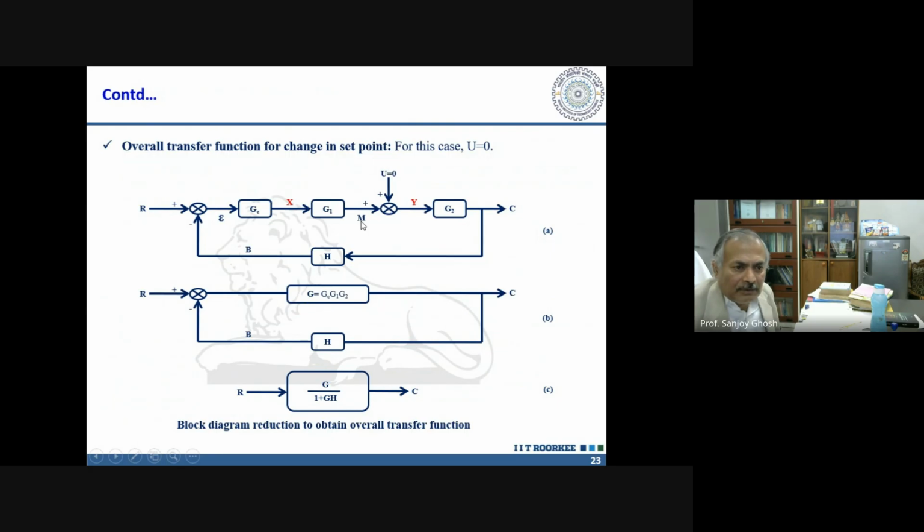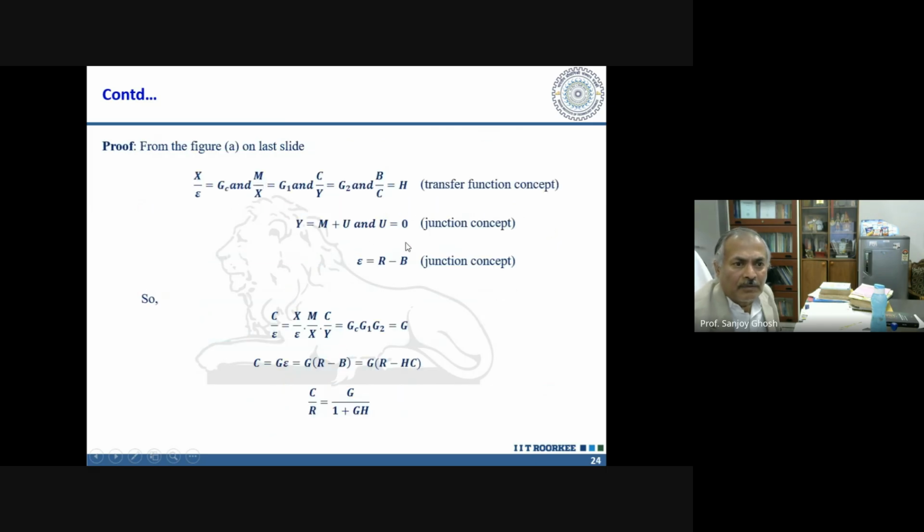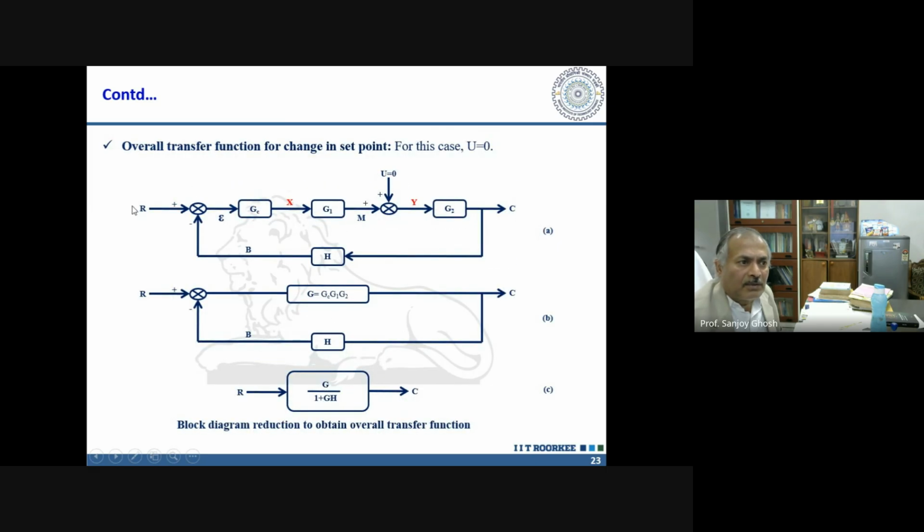Now look at this, this is one. We have two things I've taken. One is that no disturbance is there, U is zero, but only changes are there in the set point. Changes in the set point, but no changes in the disturbance. There is no disturbance, U is equal to 0. But then you see how the control loop looks. That means you will get the relationship between C and R.